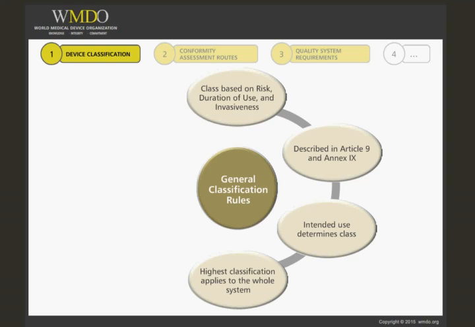What classification implies is the higher your device is classified, the more complex conformity assessment path or regulatory constraints you will have. This sounds logical, considering that a high classification means a high risk. So the efforts to make sure that your device is safe and performs well need to be more stringent so as to avoid unacceptable risks for the patient or user.